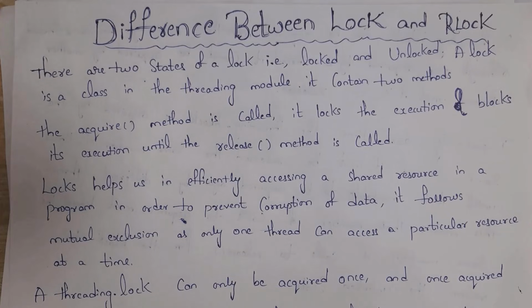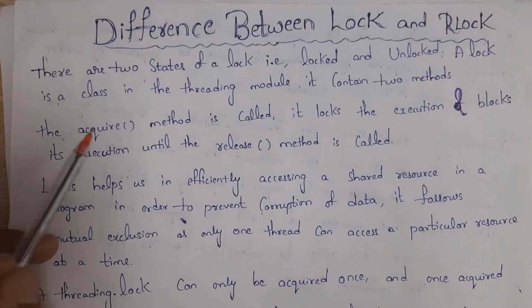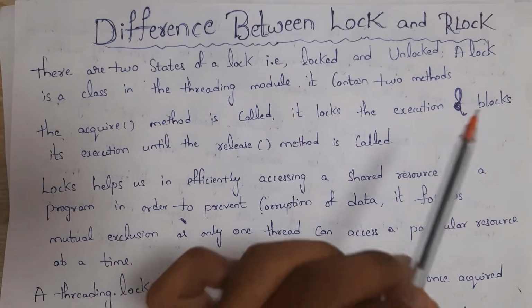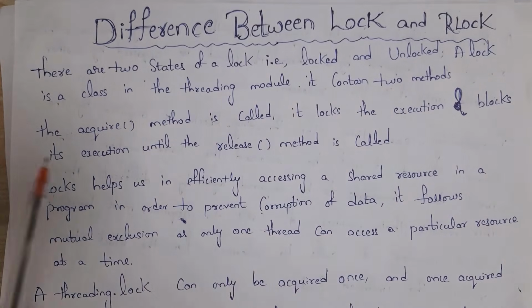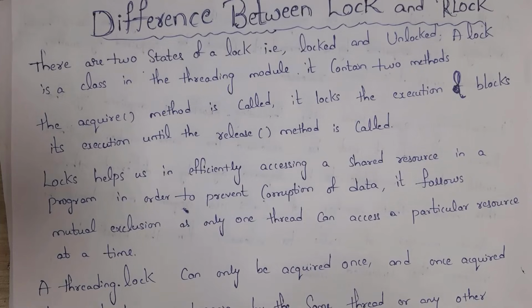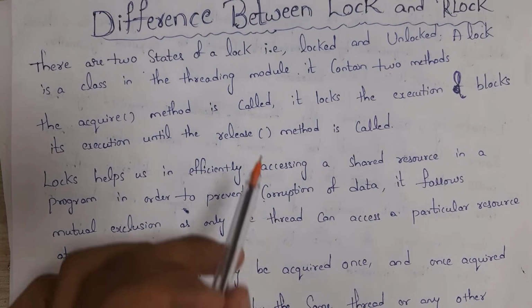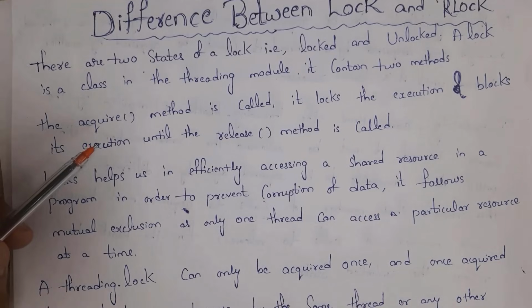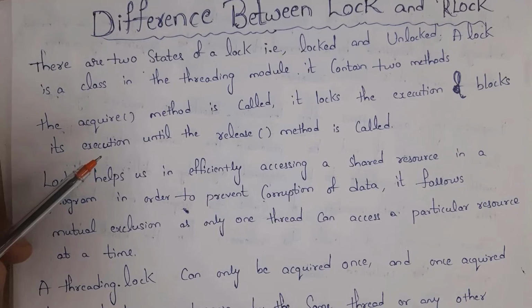And this lock class contains two methods. They are acquire and release. The acquire method is called, it locks the execution and blocks its execution until the release method is called. Whenever we call acquire method, it will lock the execution, that is nothing but it will block execution. And if you want to unlock execution, then you need to use release method. Whenever you call acquire method, it will lock execution, and whenever you call release method, it will unlock execution.